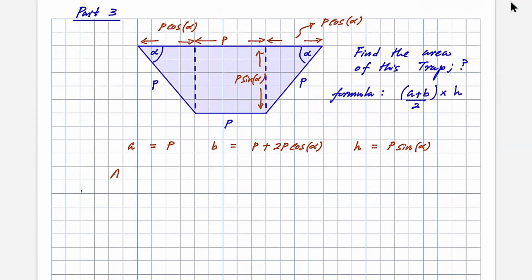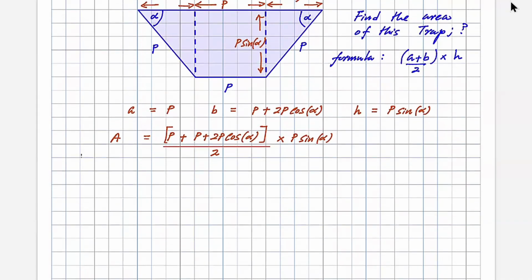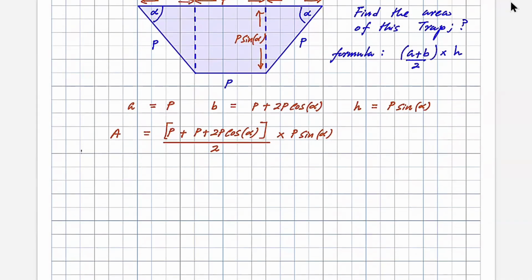So area is going to be, A is going to be P, B is going to be P plus 2P cos alpha. Then I put a big bracket here. Then I'm going to divide this by 2. I'm exactly following the formula. And then H is going to be P sine alpha. Now, that's it. So the rest is simplification.